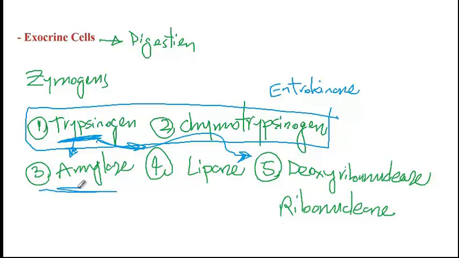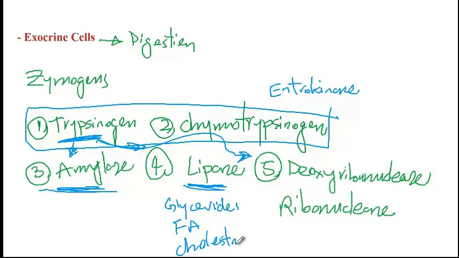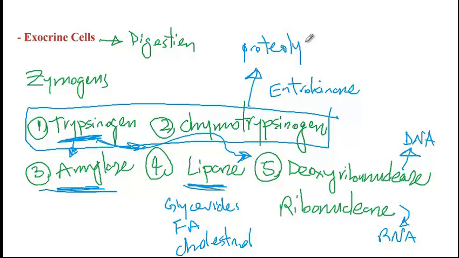And so pancreatic amylase will now continue to digest the polysaccharides. Pancreatic lipase will break down lipids into smaller molecules, like for instance glycerides, fatty acids, and cholesterol. And then deoxyribonuclease and ribonuclease will help digest DNA and RNA. And then as for trypsin and chymotrypsin, these are proteolytic enzymes that will break down protein.